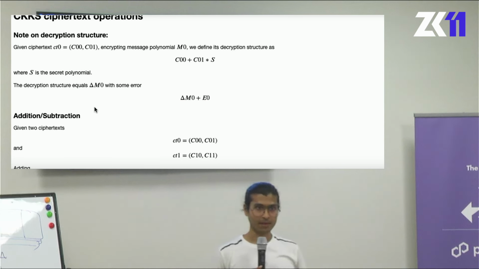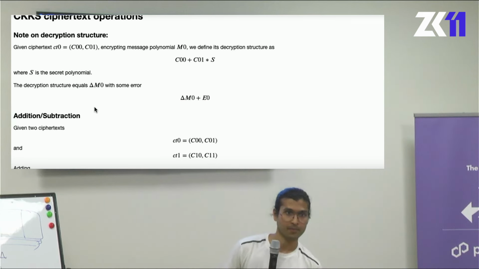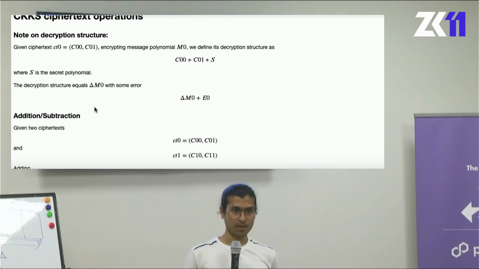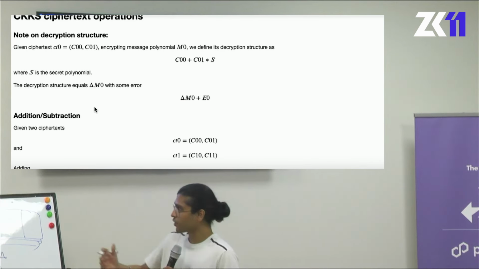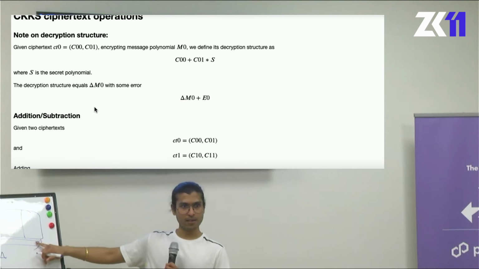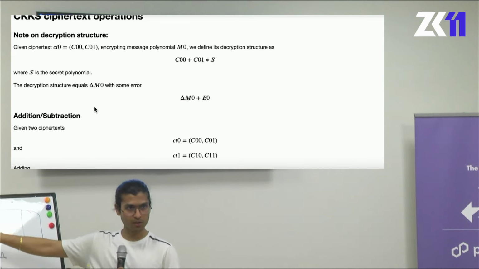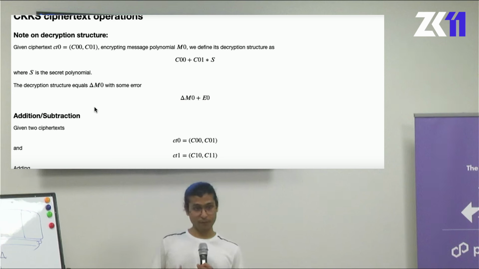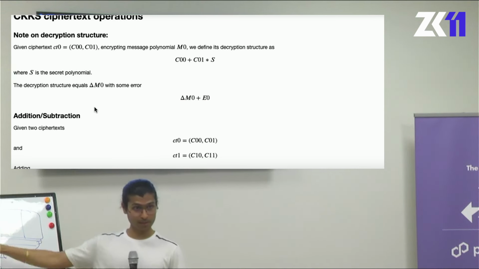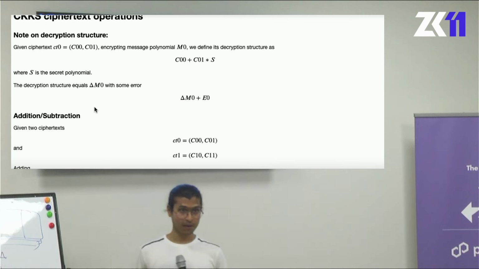Is there a limit to how many operations you can perform until the error is getting too large? Yes, there's a limit. Intuitively, when you reason through these things, if you add two ciphertexts, the error would get added as well. So there's a limit to which you can perform additions. And when you perform multiplications, the error would get multiplied. So there's also a limit to which you can perform multiplications.